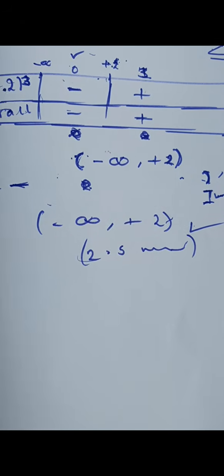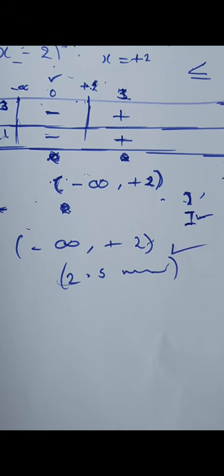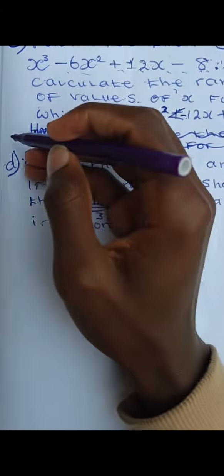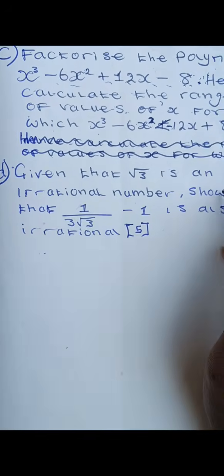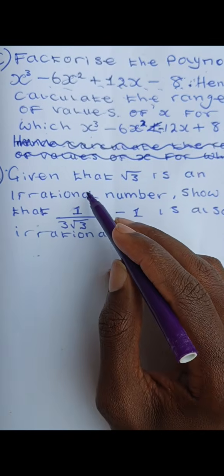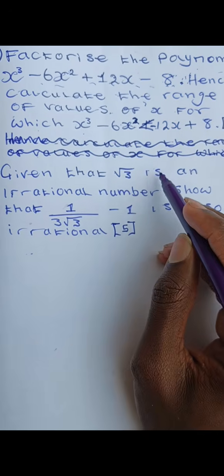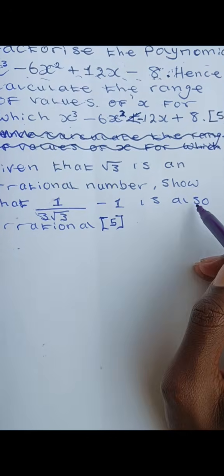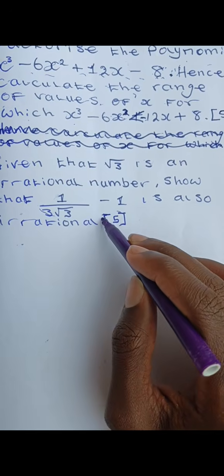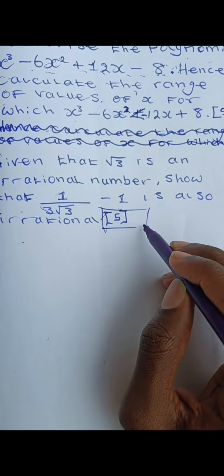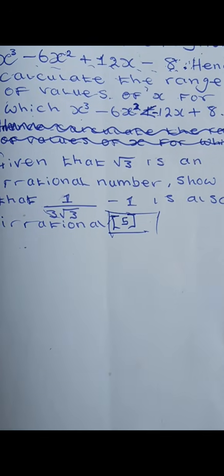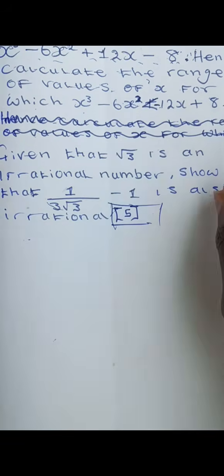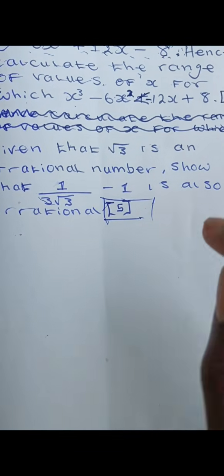Okay, let's move on to the next question. Right. So the last question on question 1 is this one. They're saying, given that square root of 3 is an irrational number, show that this is also irrational. It is having 5 marks. The video is actually here on YouTube, where I taught how to handle these kind of questions. So let's proceed and solve this one.